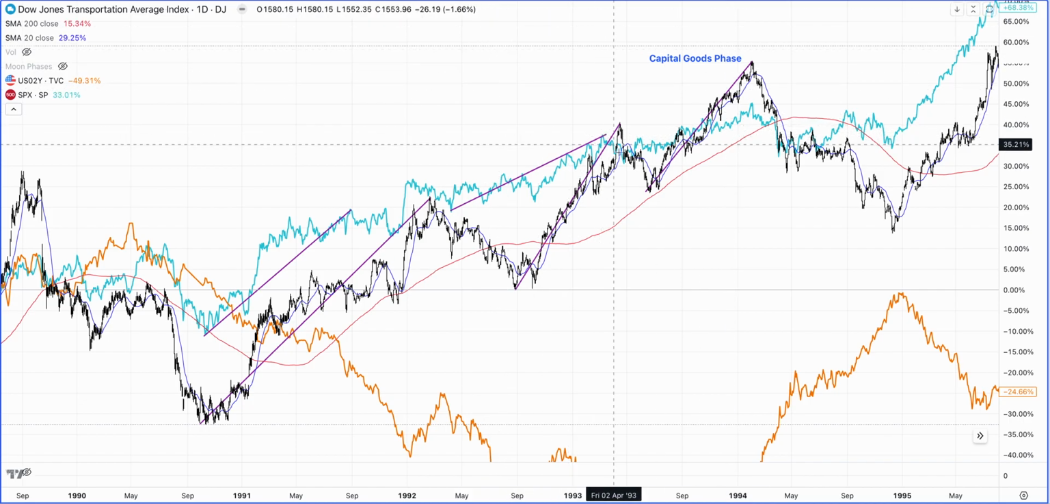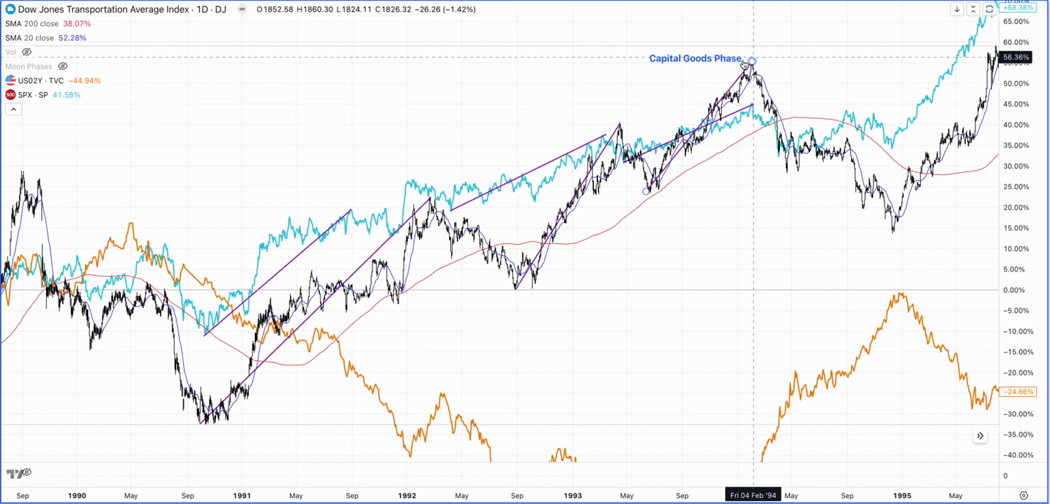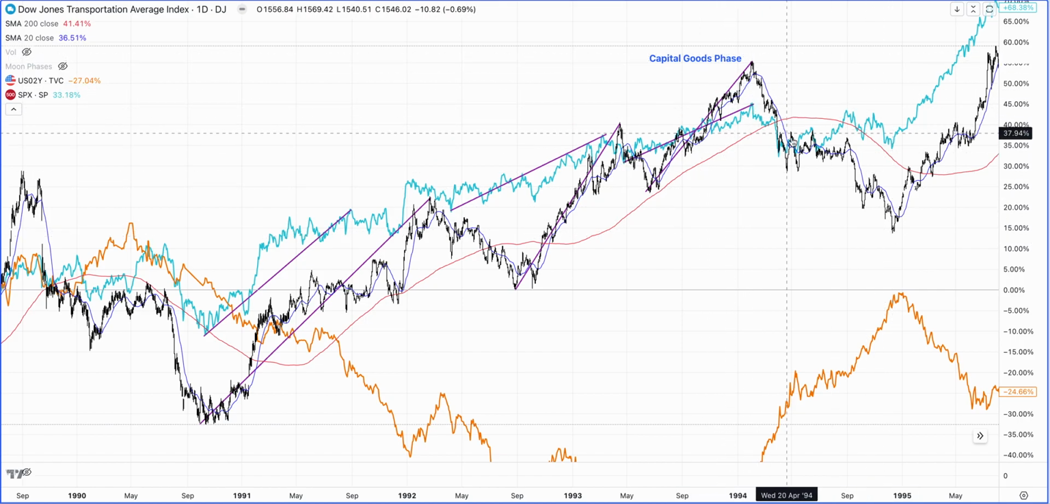On the broader index, we can see it like this. Boom. And this is where the transportation also put in a top. So this is the capital goods phase. And then the transportations went into a prolonged bear market or bear move or correction, however you want to put it. And so did the broader index.